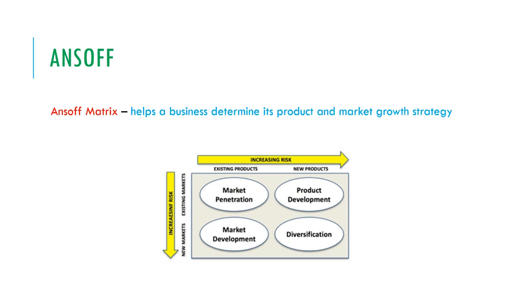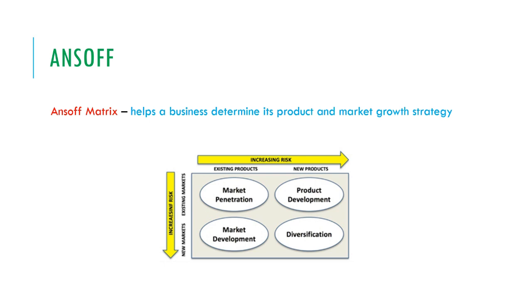So what is the Ansoff Matrix? And we'll start off with him. So the Ansoff Matrix is a matrix or a model that will help a business determine its product and market growth strategy. As you see below is a diagram of what it looks like. So along the top you have, with increasing risk, your existing products and new products.